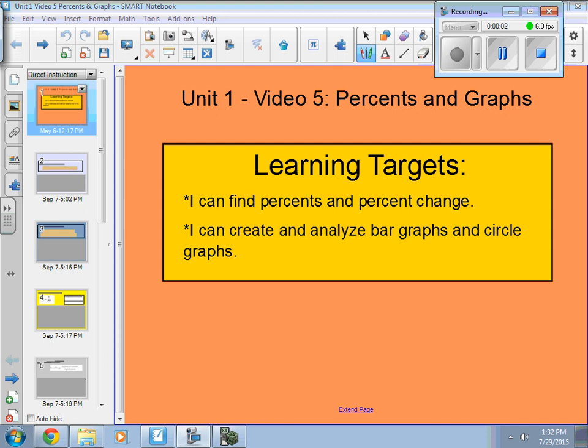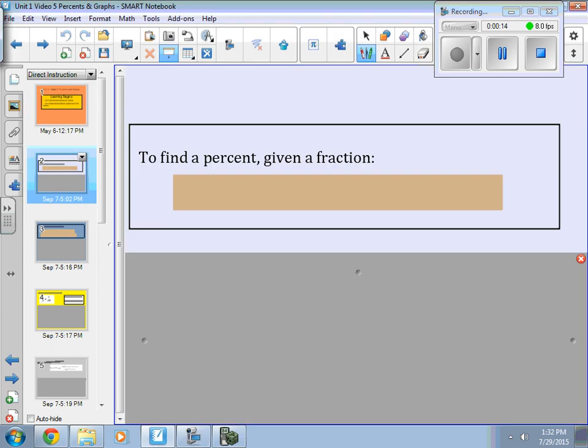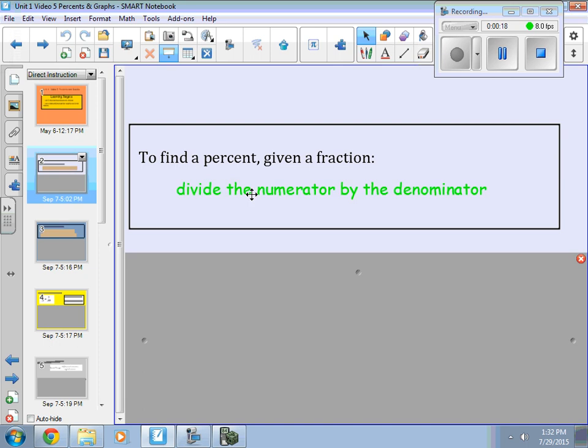We're going to look at percents and graphs today. The learning targets are to find percents and percent change, and also that you can create and analyze bar graphs and circle graphs. To find a percent given a fraction, what you want to be able to do is divide the numerator by the denominator.